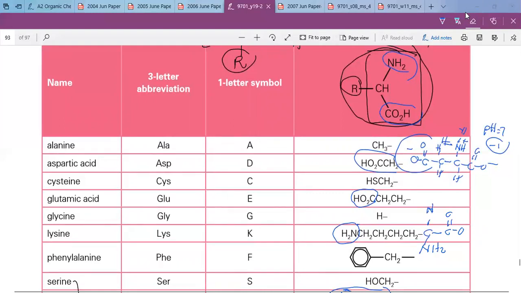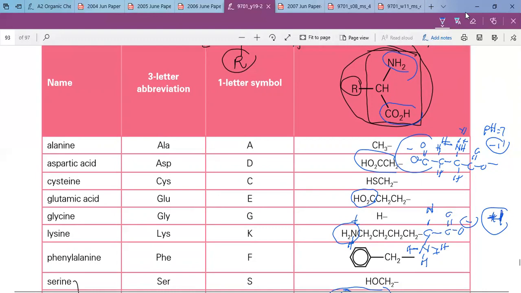Small base. Okay, here will be another H positive. Here will be one more H. Here will be negative then. So two positive, one negative. Here will be positive 1. So aspartic acid is negative 1. Lysine is positive 1.